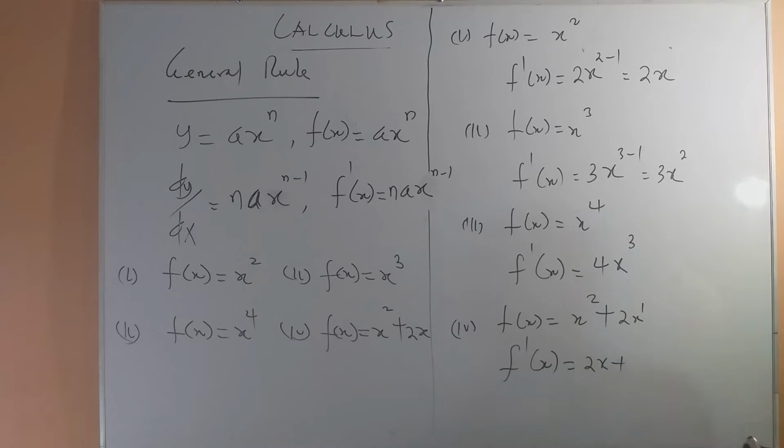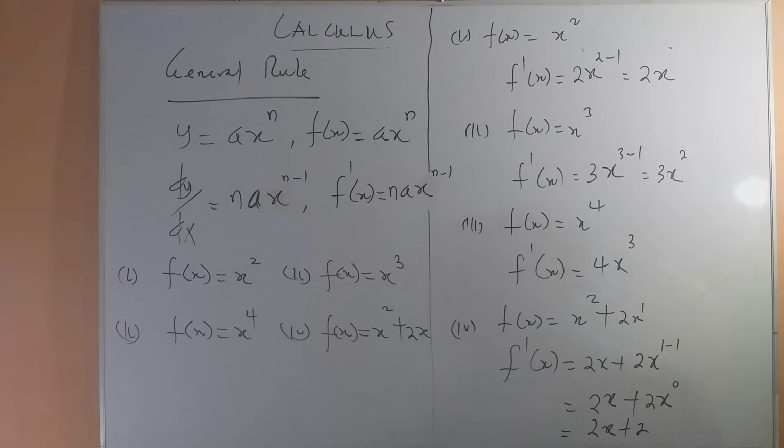So the exponent is 1. So 1 times 2 will give us 2. Then we have x, then we subtract 1 from the exponent. And this will give us 2x, then plus, 1 minus 1 is 0. Then x raised to the power 0 is 1, and 1 times 2 is 2. So here we are going to have 2x plus 2.